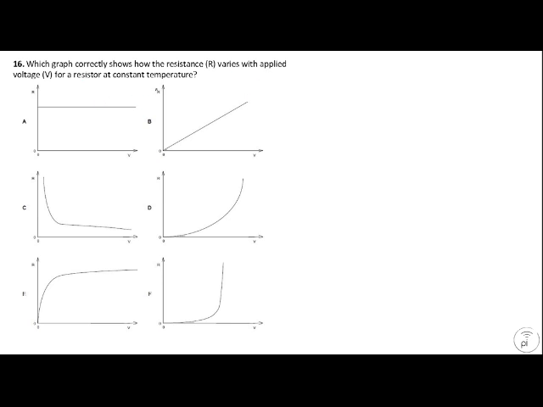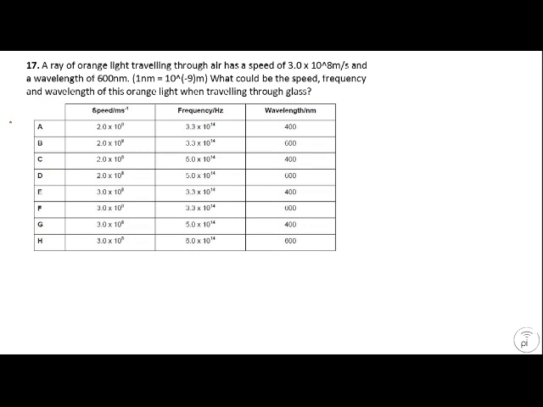Since resistance does not change with applied voltage, it should be like line. The answer is A. 17. A ray of orange light traveling through air has a speed of 3×10⁸ meters per second and wavelength this. What could be the speed, frequency, and wavelength of this orange light when traveling through a glass? So, when traveling through glass, the speed should go down. These answers are probably like this, yeah? And also, wavelengths should go down. These answers are not. It's probably this.